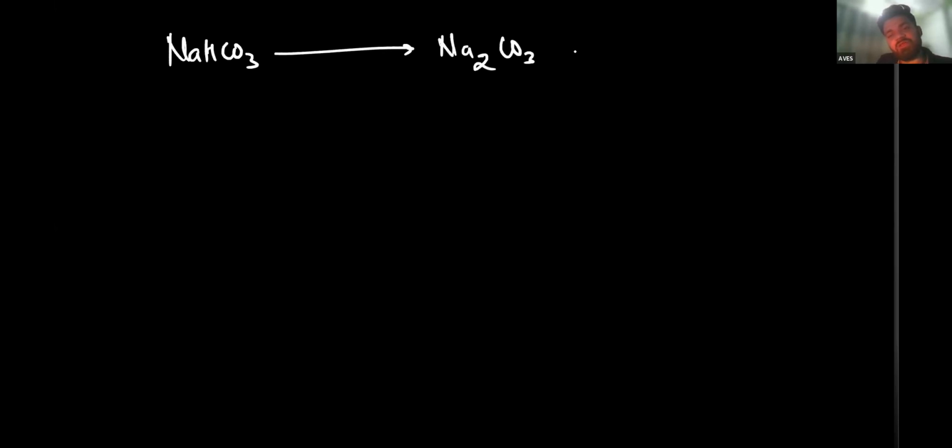That is, NaHCO3 when heated will give you Na2CO3, H2O and CO2. This is A, this is B, and this is C. Okay. Got it? Understood?